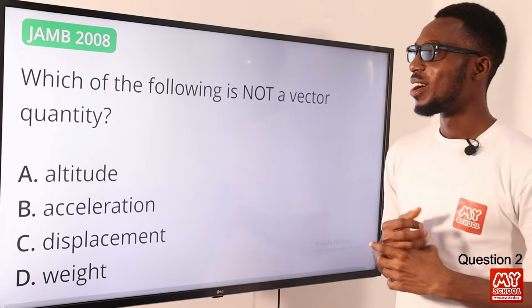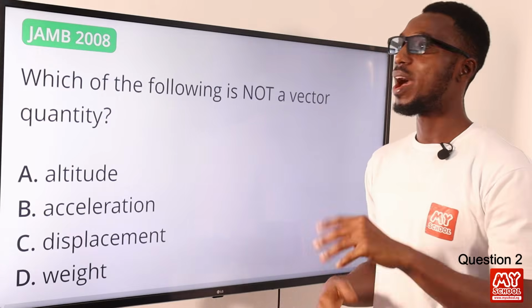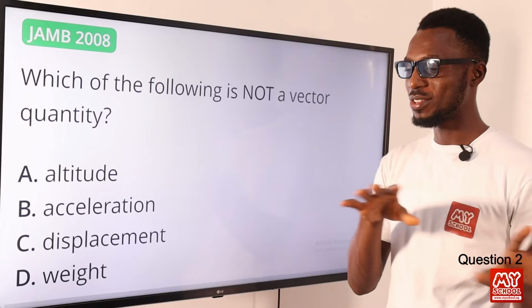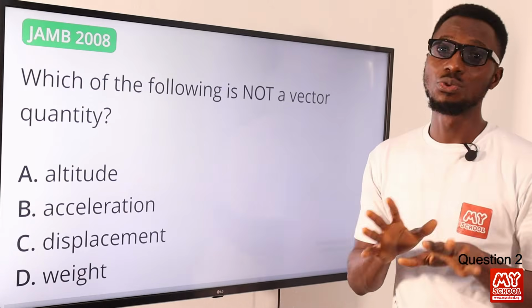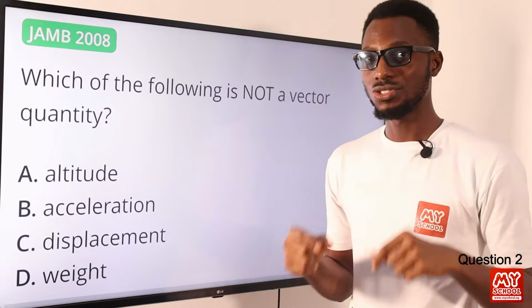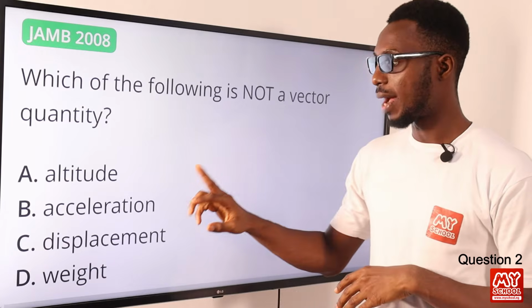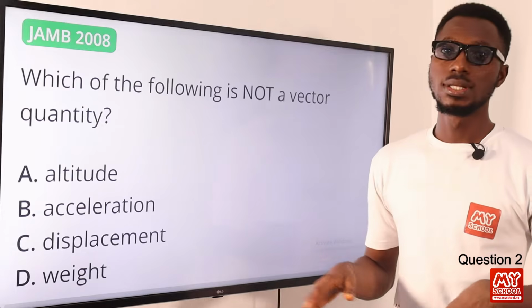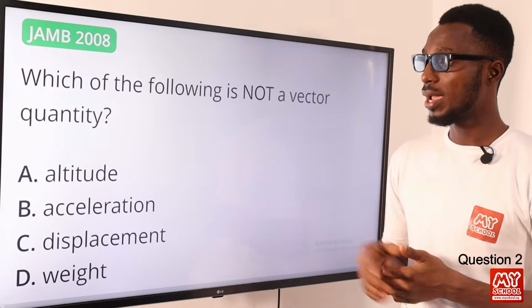2. Which of the following is not a vector quantity? So we have scalar quantities and vector quantities. Vector quantities have a magnitude or numerical value and direction. Very important. So examples of vector quantities, we have acceleration, displacement, weight, force, etc. All right, so the exception here is altitude. So option A is the correct option.